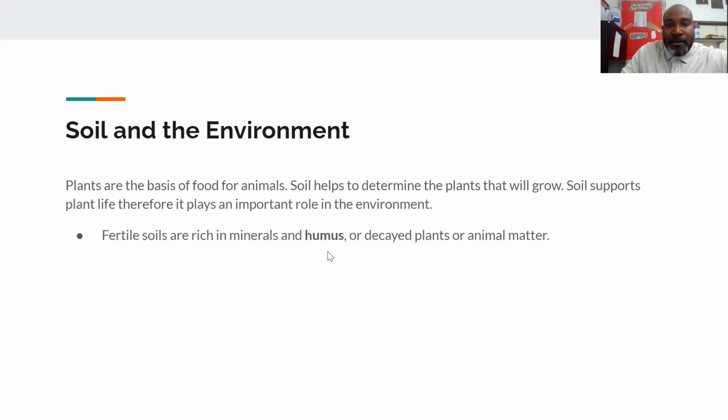And when we look at this vocabulary word, humus, or decayed plant or animal matter, this is one of the things that adds minerals and pretty much vitamins to the soil. Without this, the soil doesn't really replenish itself. So the decaying of plant and animal matter helps add nutrients, and helps the soil survive and maintain its richness.